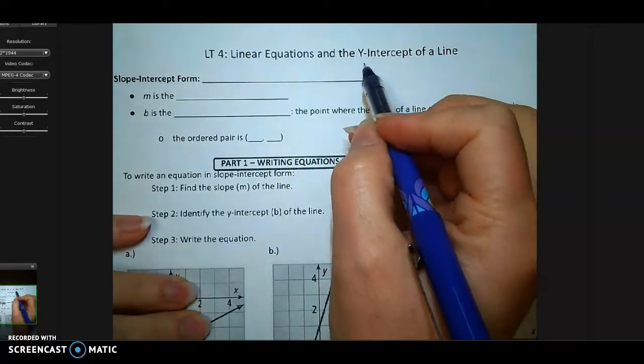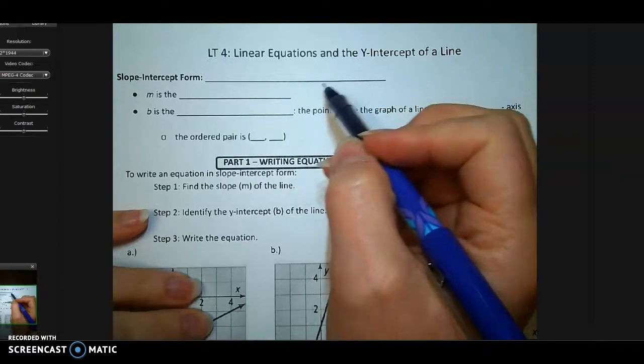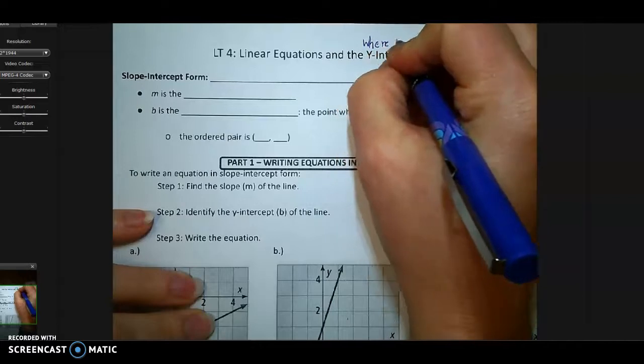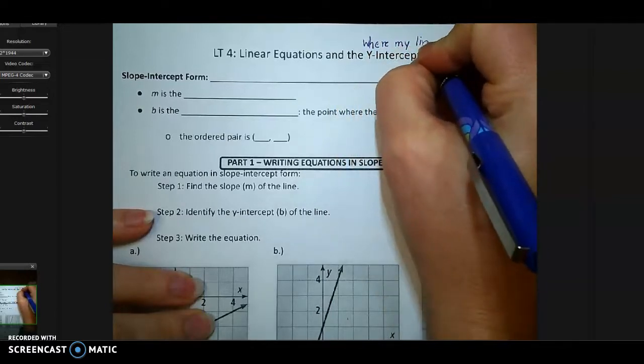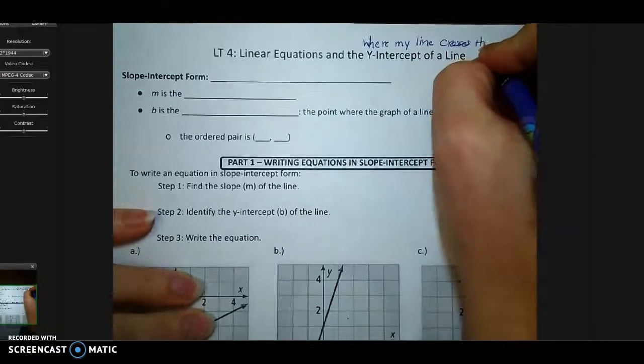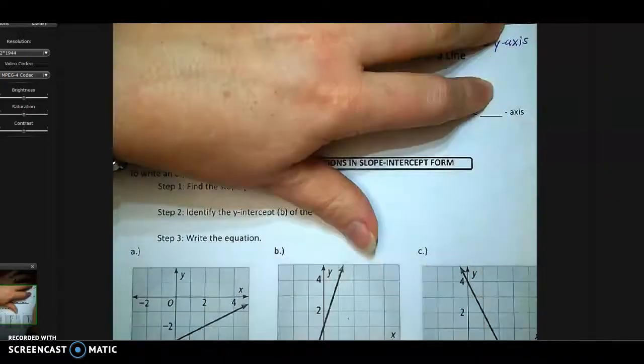And then we're going to be talking today about the y-intercept, which is where my line crosses the y-axis. So this is where my line crosses the y-axis. My paper is bumping. There we go. Sorry about that.